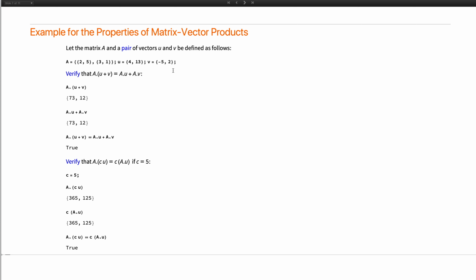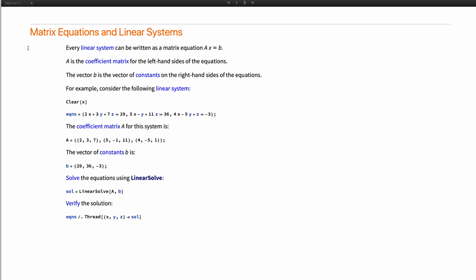So with that background on matrix products, we can now talk about the relationship between matrix equations and linear systems. So the point is that every linear system can be written as a matrix equation. Now, the matrix A over here is the coefficient matrix for the left-hand sides of the equations, whereas the vector B is the vector of constants on the right-hand side. So let's take up a particular linear system, but I first need to clear the variable x. I used it early on.